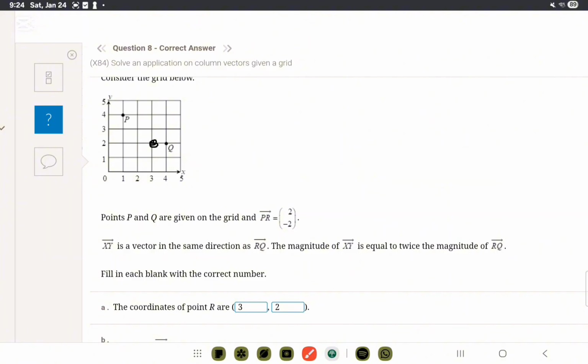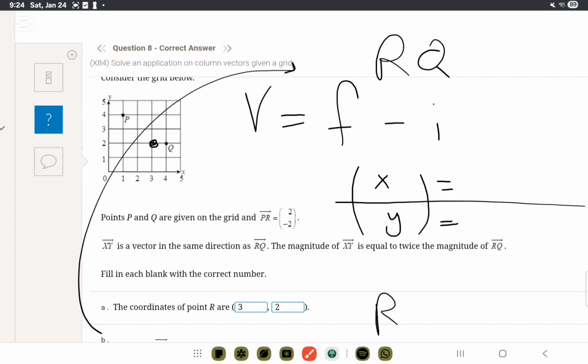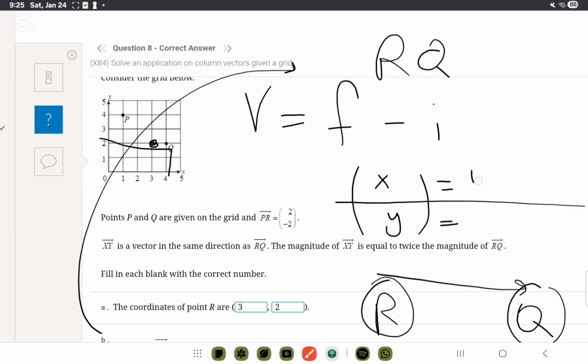Okay? So as we know, the formula is vector is equal to final minus initial. We need to find the vector x and then y equal to, break this up into different equations. So now we do final minus initial. They want RQ. Sorry, this is part B, by the way, part B. They want RQ. So what is our final? We're going from R to Q. Okay, so this is our initial and this is our final. So final, the whole Q is 4, 2. So we're going to put 4 and then 2 and then minus. Initial R, we found it to be 3, we found it to be 2.